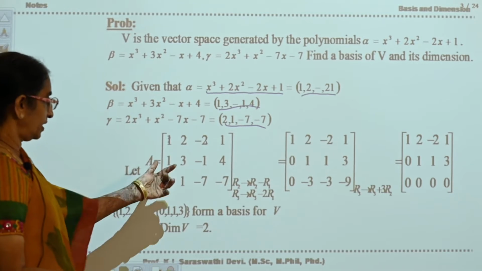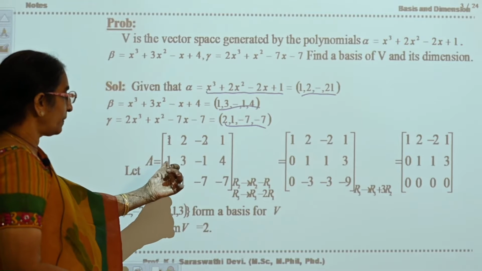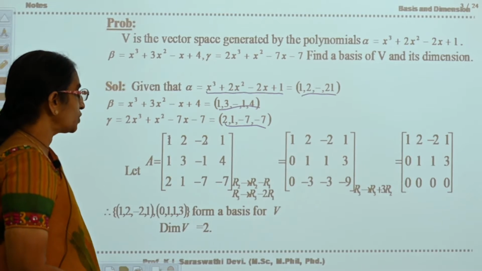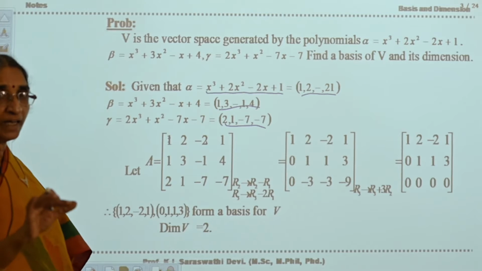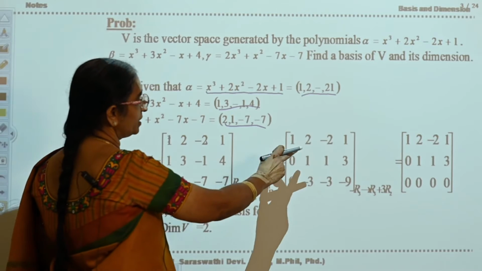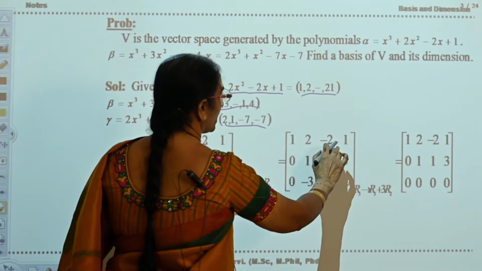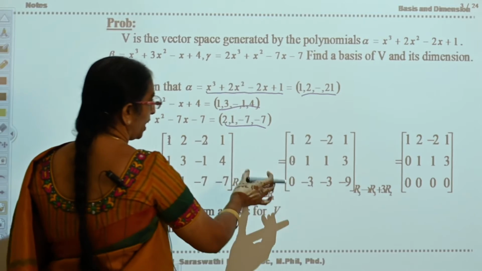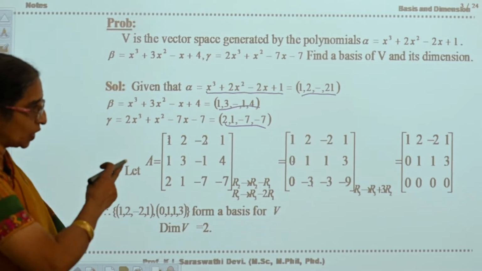So you have multiplied the first row with minus 1 and added to the second row. You have multiplied the first row with minus 2 and added to the third row. Your main idea is to make these two elements zeros. So you have done like this and you got 1, 2, minus 2, 1; 0, 1, 1, 3; 0, minus 3, minus 3, 9. Now after operating the row operations, you got that.